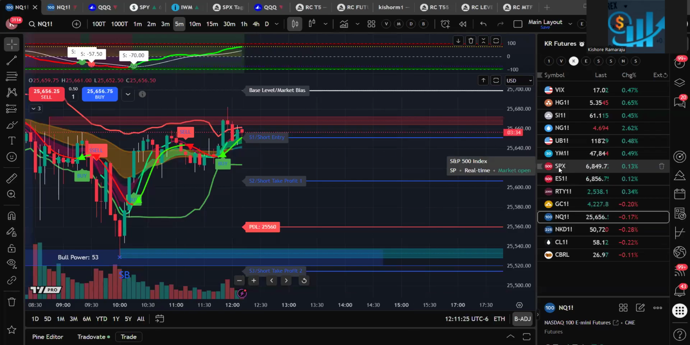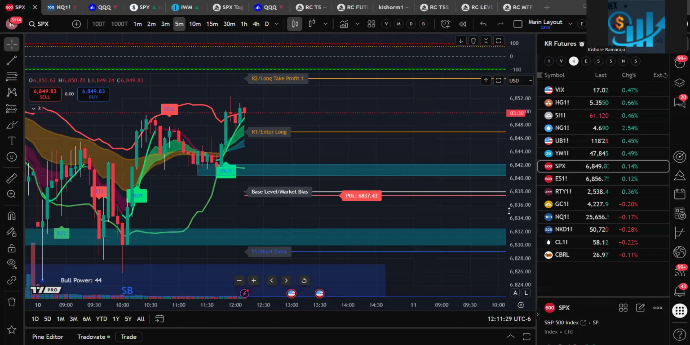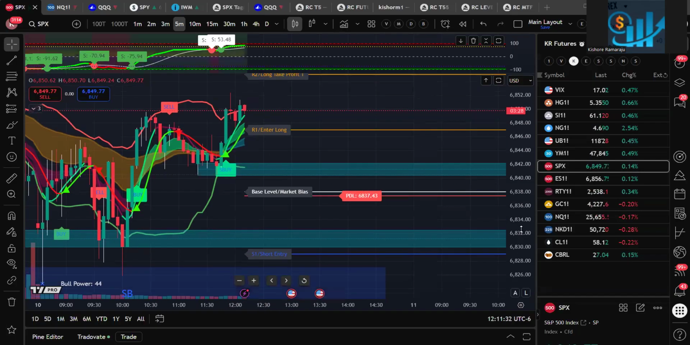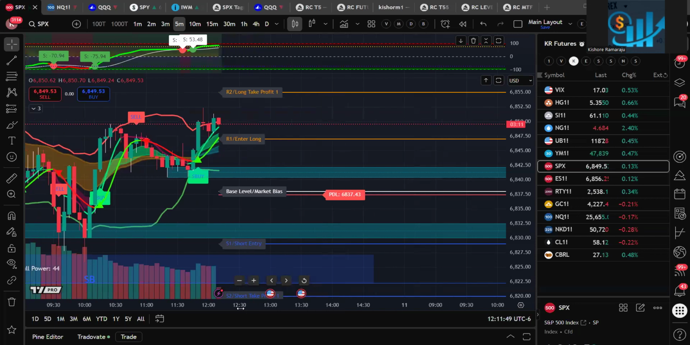So we may see a drop at 1 p.m. once the news releases. Then you can book the profits whenever you see. Now it is at the top of the band. T5 is also at the top. So mostly we may see a drop initially, and then when the meeting starts, we may see a bounce again.